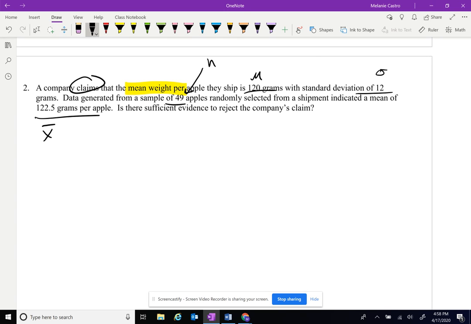All right. So first step, define our parameter. This guy is definitely going to be a mu. So let mu equal the mean weight per apple shipped by the company.